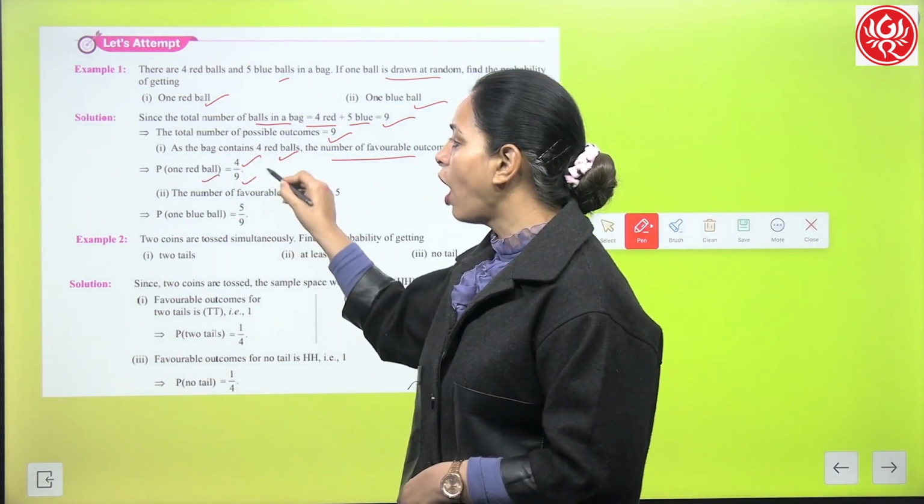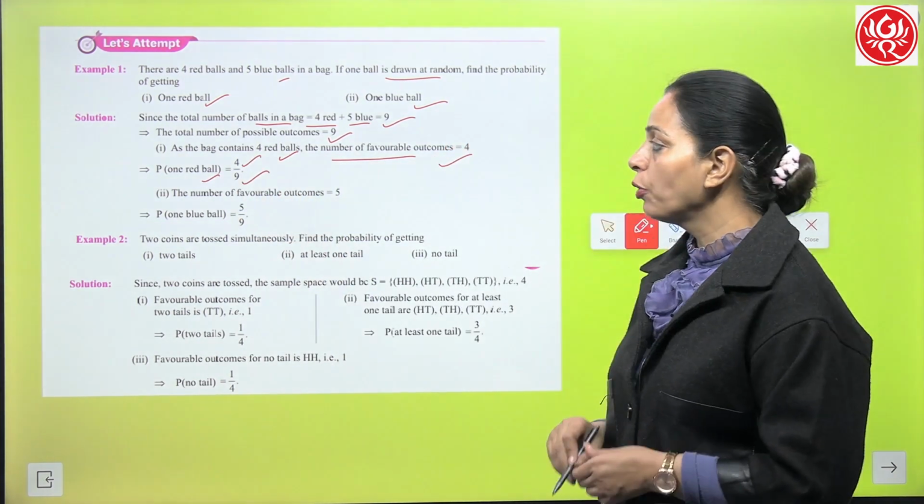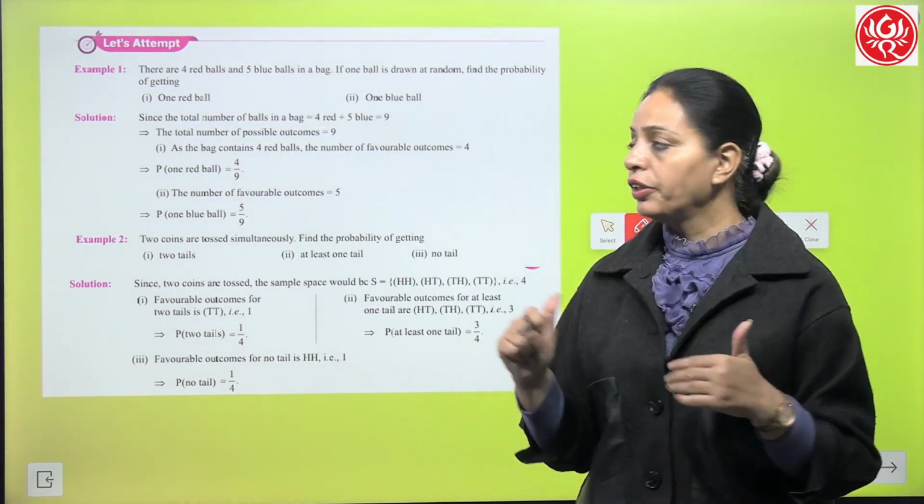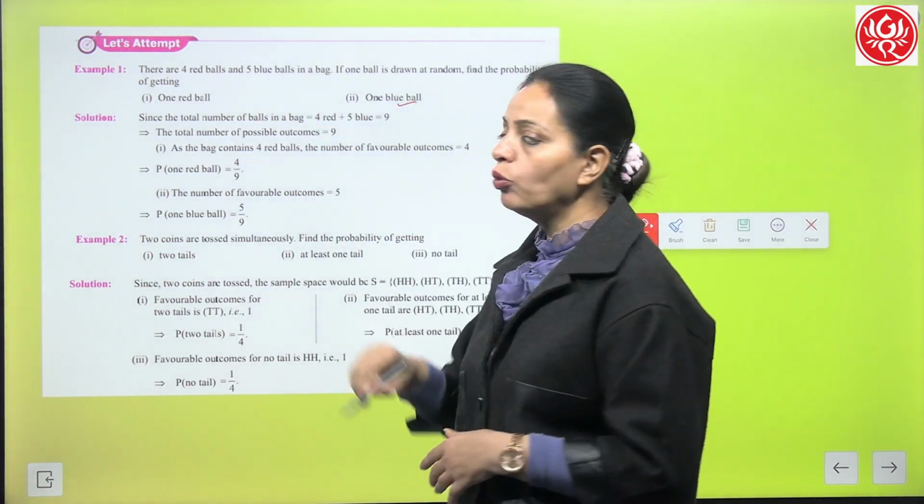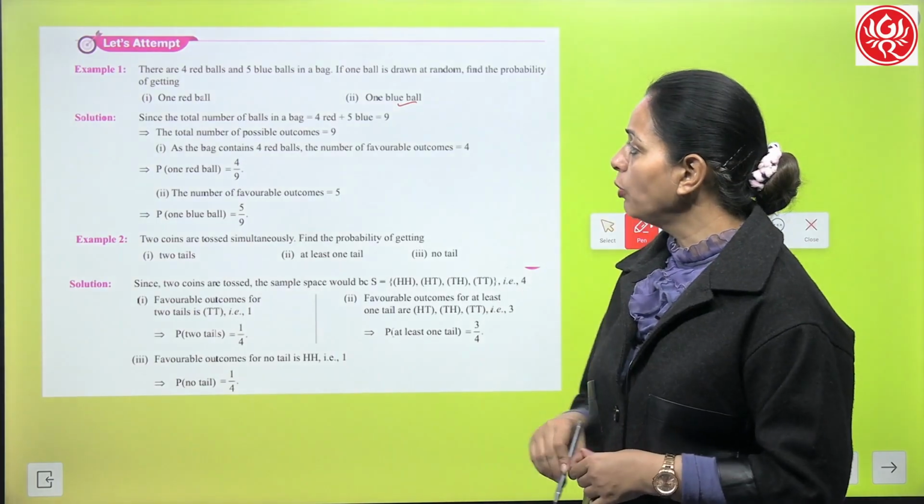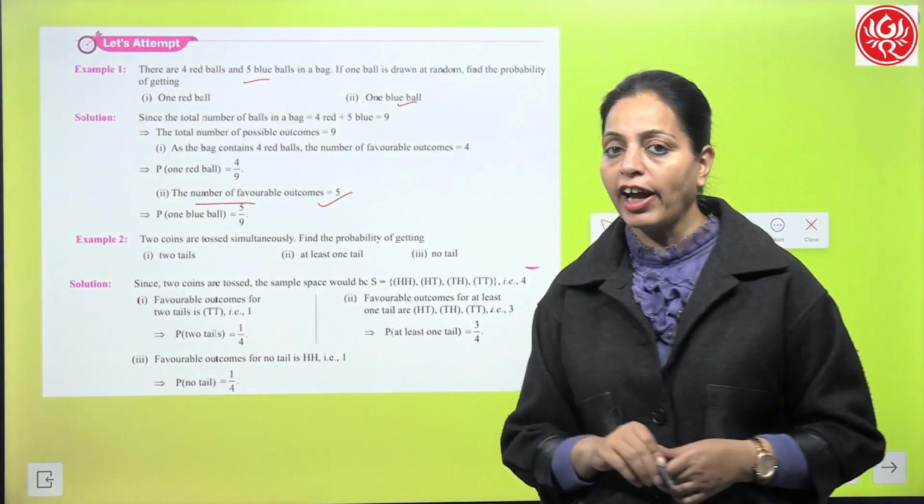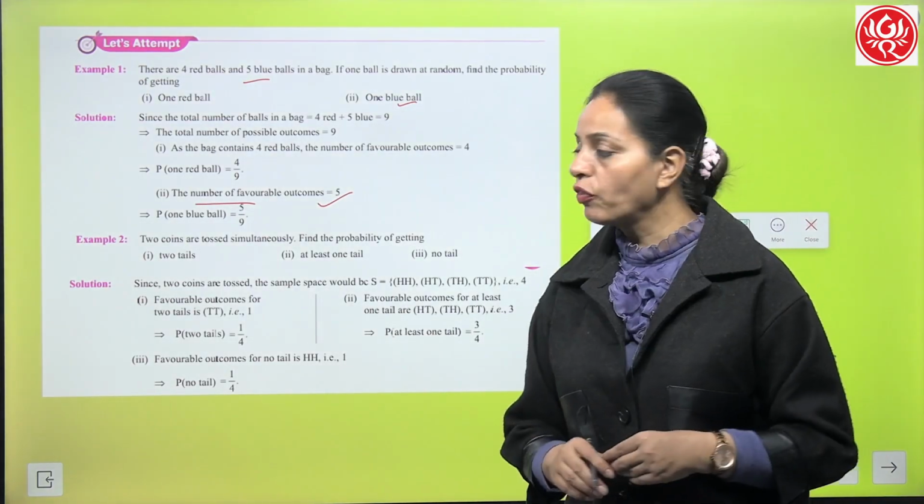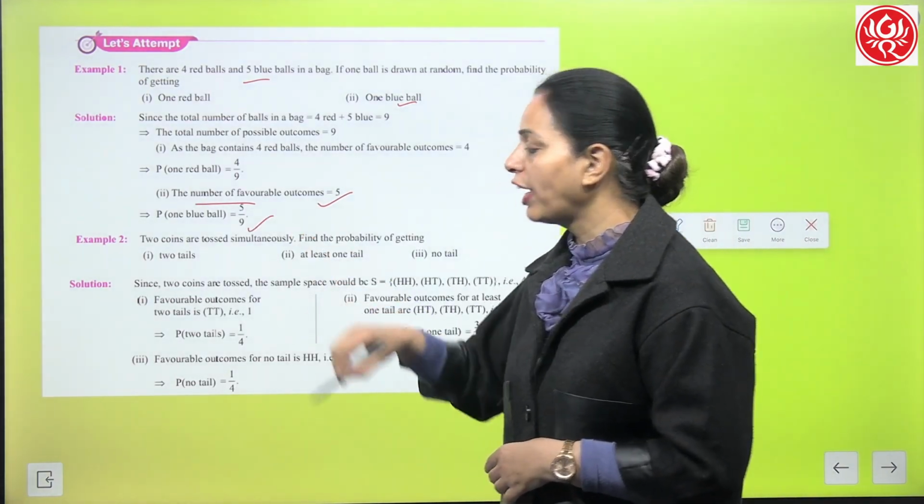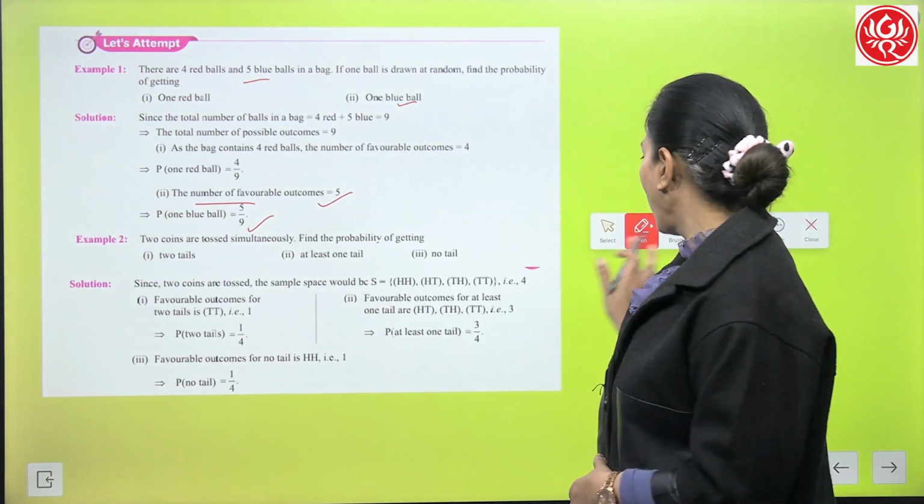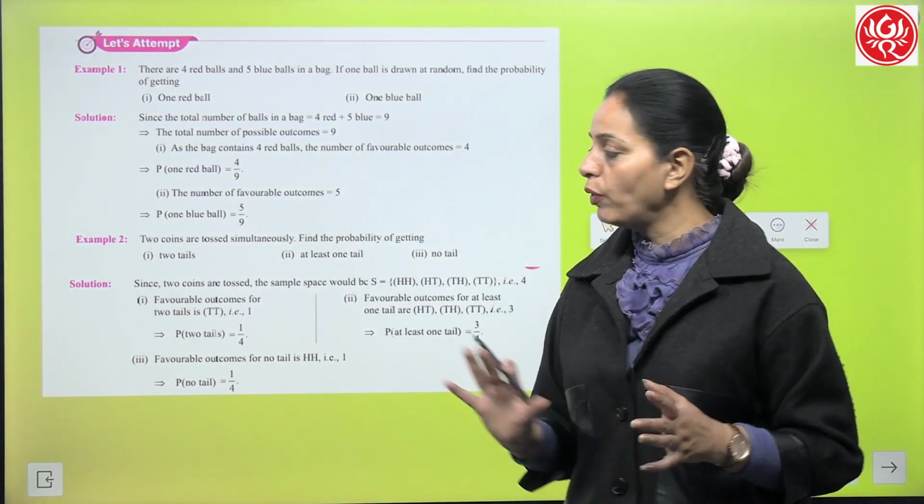That is 4 out of 9. 4 by 9, right? Now see the second part, 1 blue ball. So here total blue balls 5. So number of favorable outcomes 5. So what is the probability of getting 1 blue ball? That is 5 out of 9. 5 upon 9, right? Very simple.